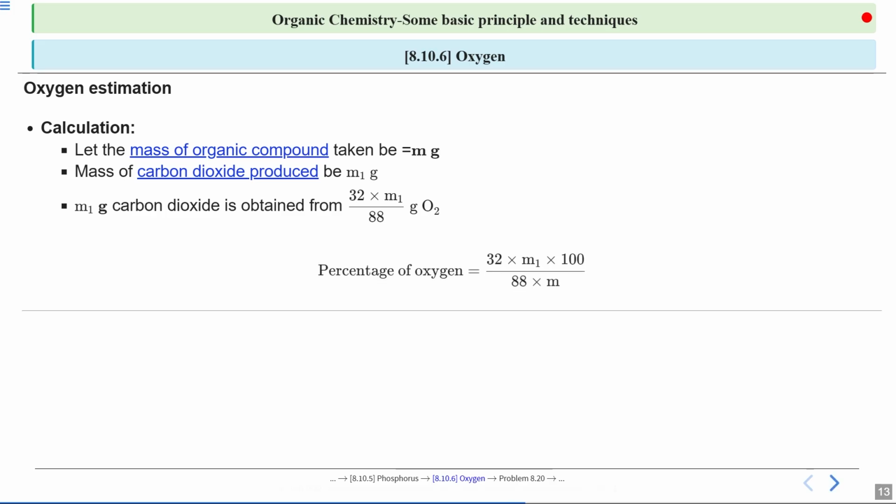Finally, we calculate the percentage of oxygen in the compound. This is done by using the formula 32 times m1 times 100 divided by 88 times m. This formula helps us to express the oxygen content as a percentage of the total mass of the compound.